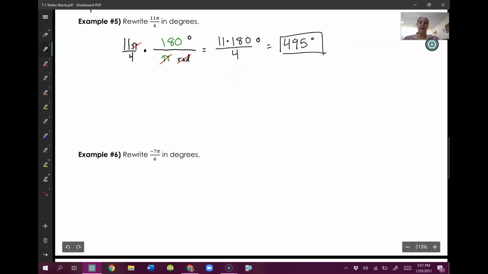Okay, let's try example number 6, last one. I'm going to have you pause the video, try this one out on your own, multiply by your really complicated 1 in order to change that into degrees. So pause the video, try this one out using the same steps we did before, and then come back and see how you did.